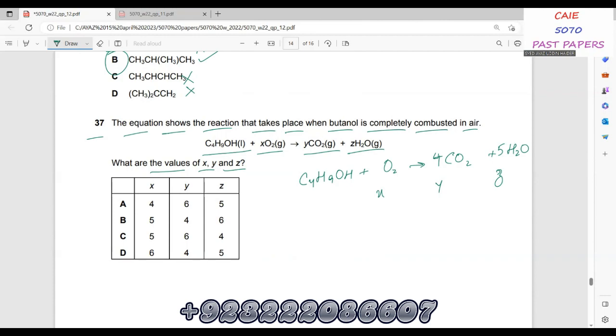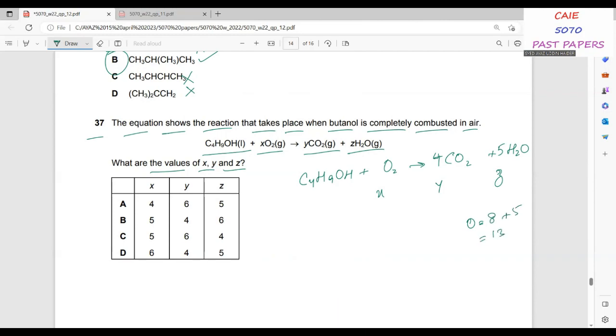If you count the number of oxygen atoms on the product side, it's 8 plus 5, which means it is 13. And we have one oxygen atom in the butanol, C4H9OH. So there are 12 more oxygen required. So X must be 6. So only choice D is the right one here. X is 6, Y is 4, and Z is 5.